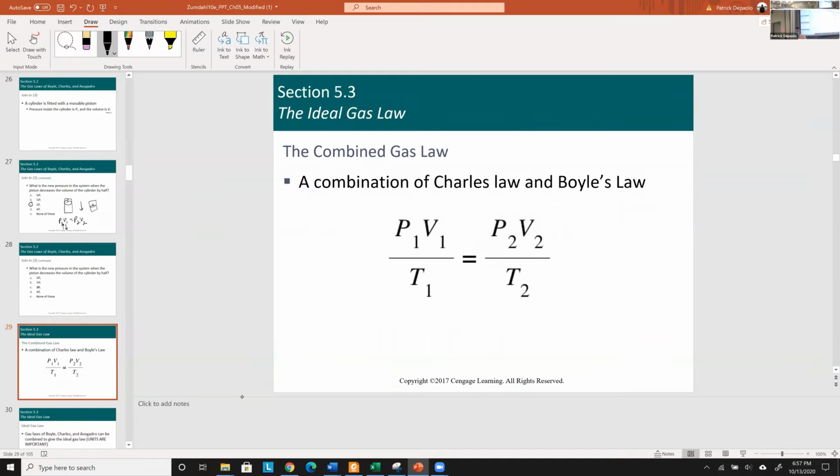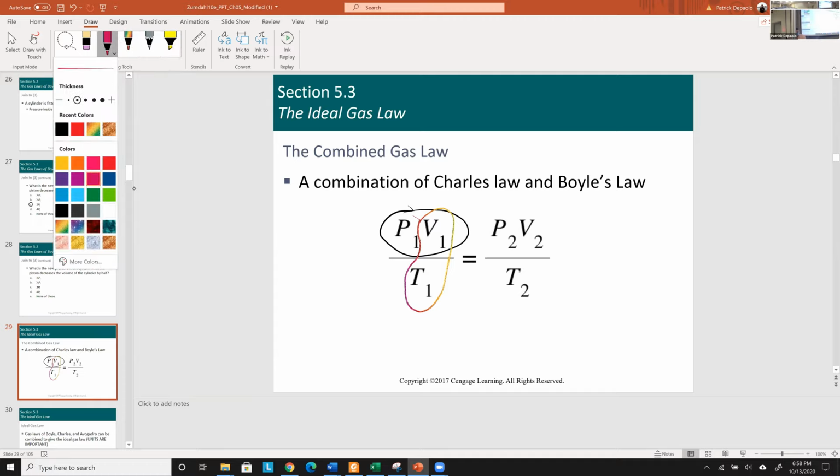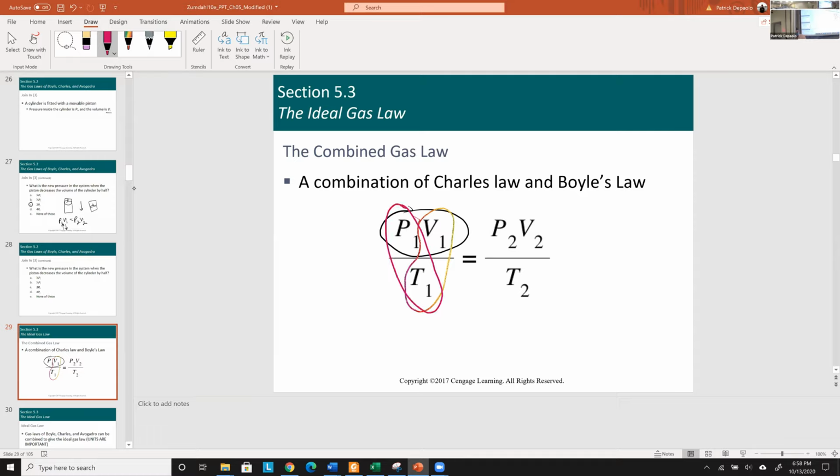Cool. All right, so here's the combined gas law. The combined gas law is a combination of really Charles's law, Boyle's law, and Gay-Lussac's law, which we didn't see. So Boyle's law is right here. Charles's law is right here. And Gay-Lussac's law, which we didn't cover, is right here. Pressure and temperature, if you hold volume constant. So you can kind of see all of them have an interplay with each other.